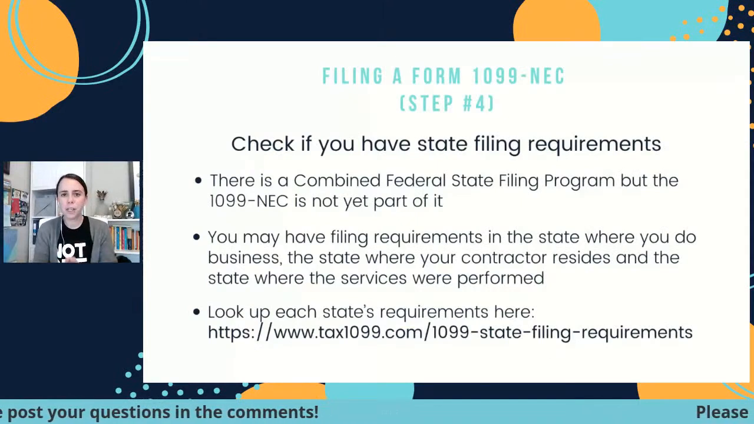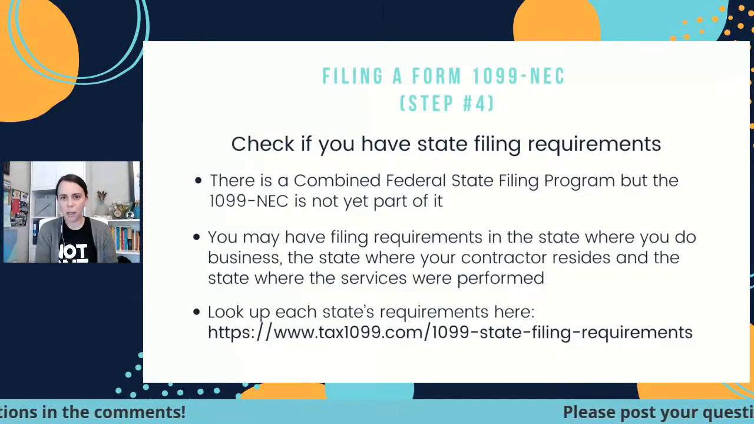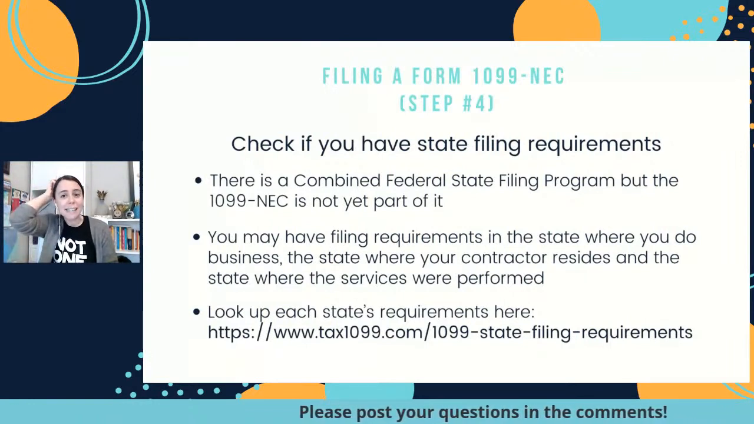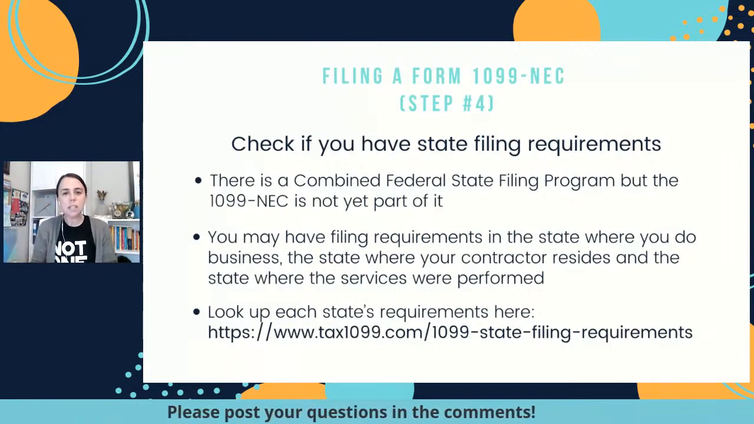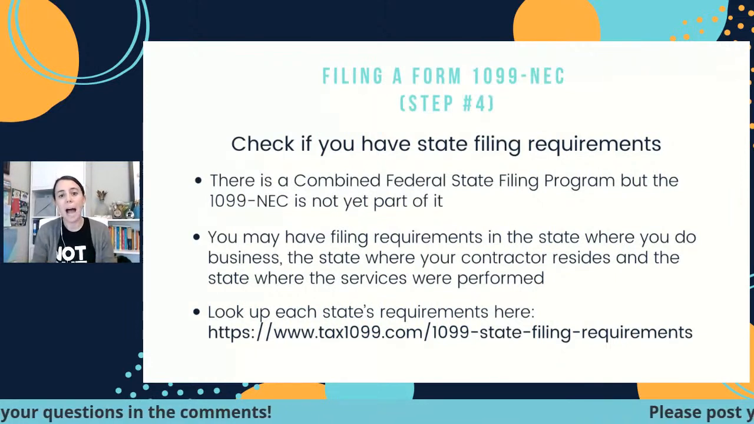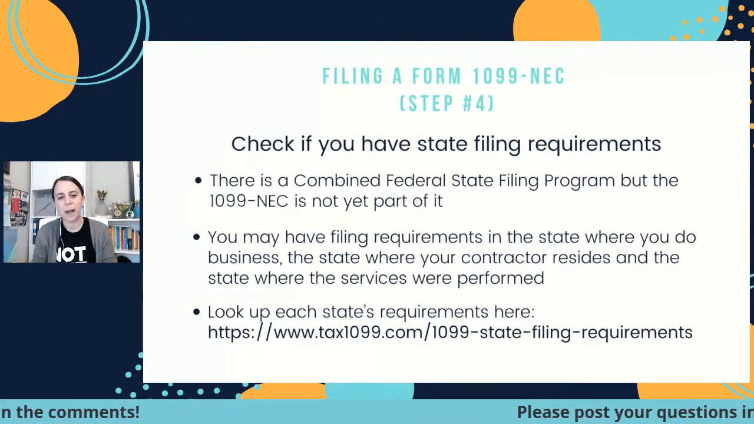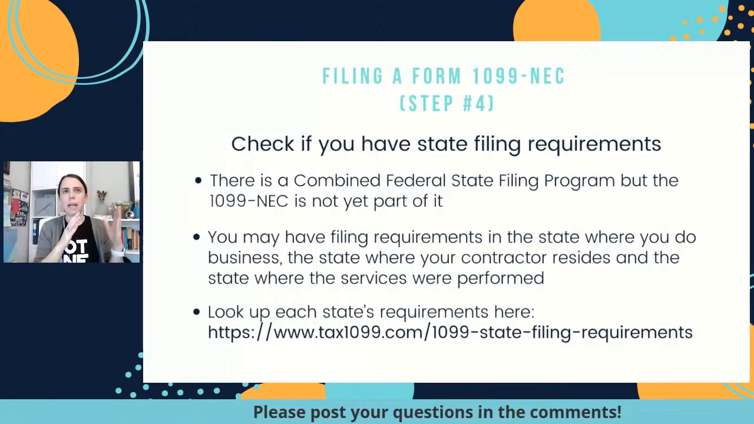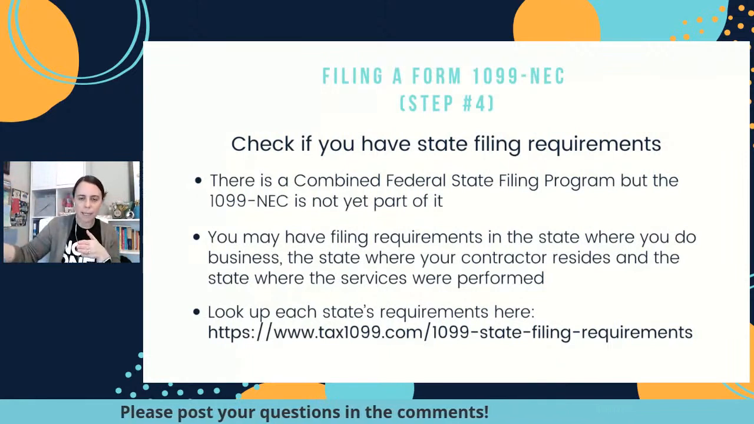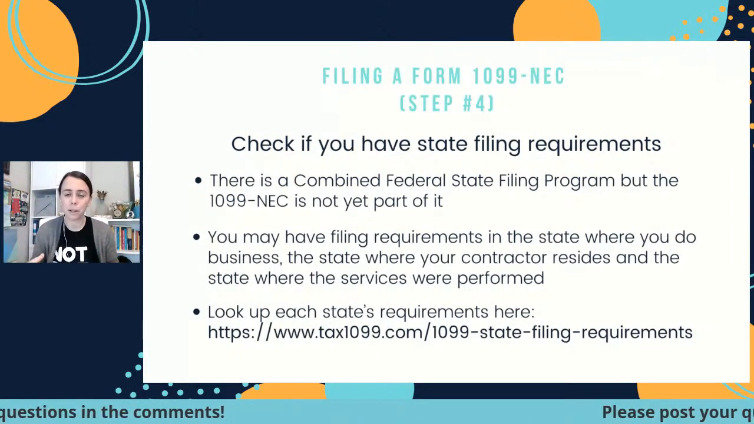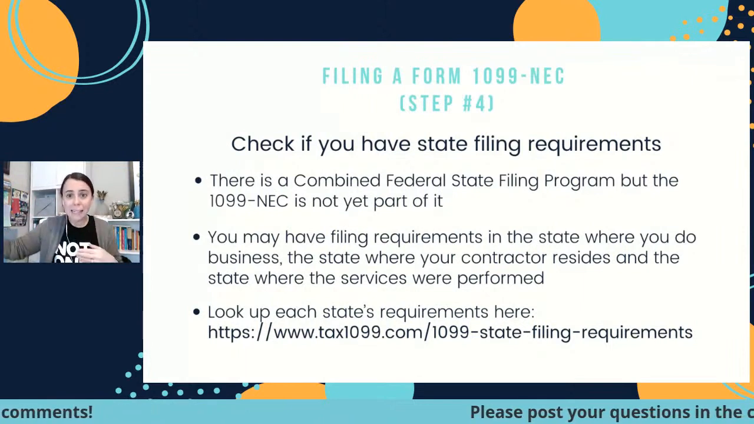Now, the third thing you have to do, you've got your IRS copy, you've got your contractor copy. The third copy that you might have is a state copy. So you need to check to see if you have state filing requirements. There is a combined federal and state filing program that, for a lot of forms like this, allows you, if you file it for federal, it'll automatically get filed for the state. The 1099 NEC is not part of this program yet. Now, it may end up being.